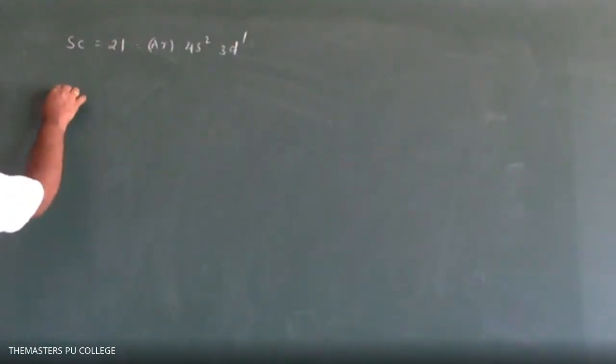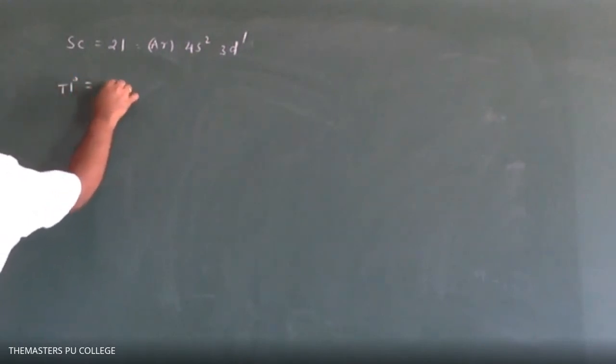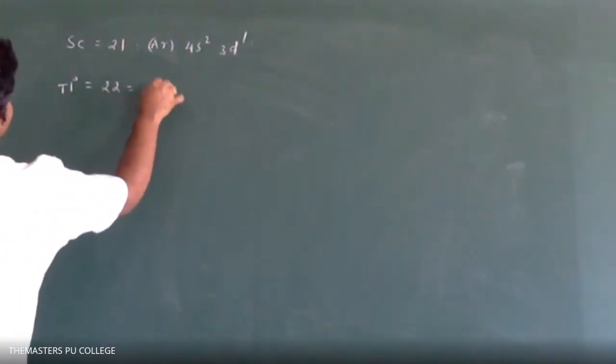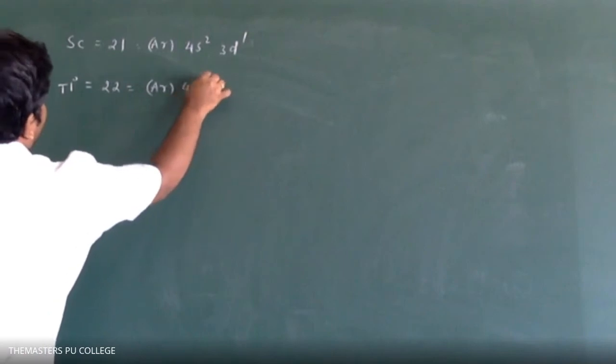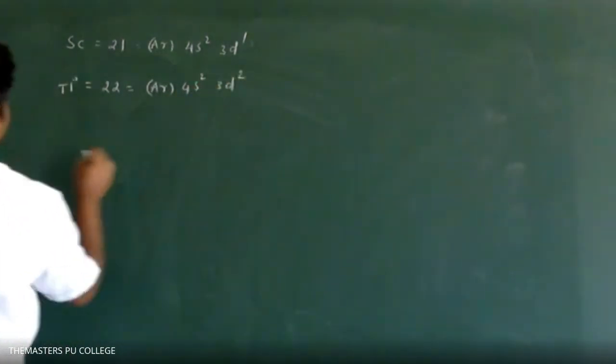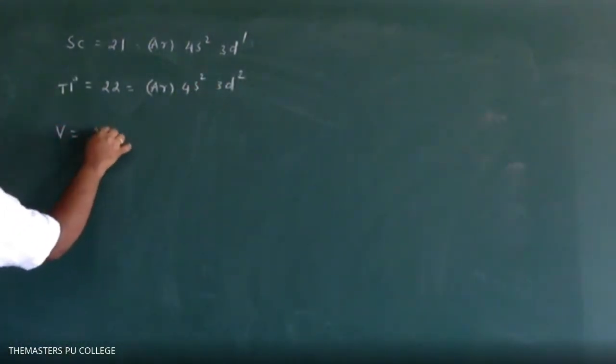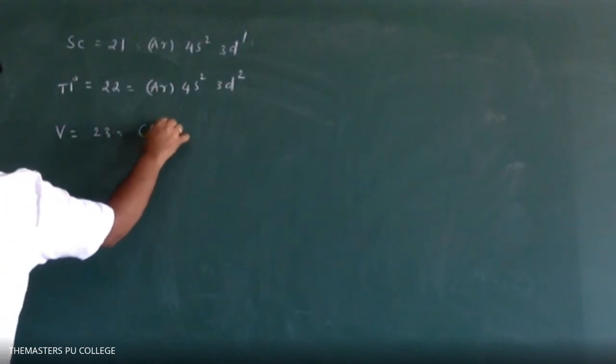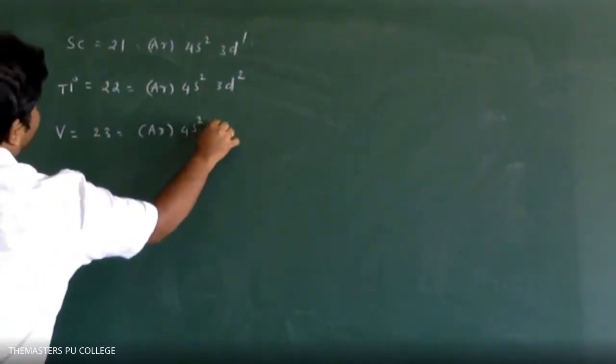Next, titanium, 22: argon 4s2 3d2. Vanadium, 23: argon 4s2 3d3.